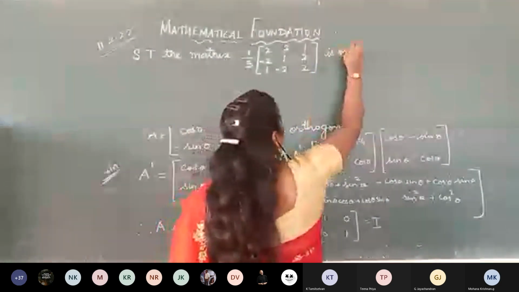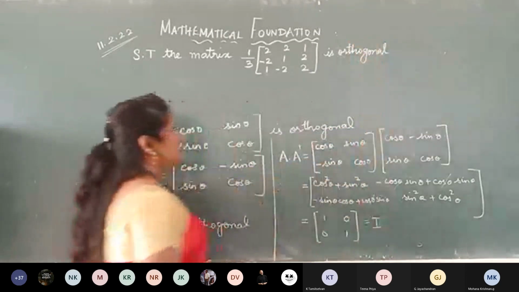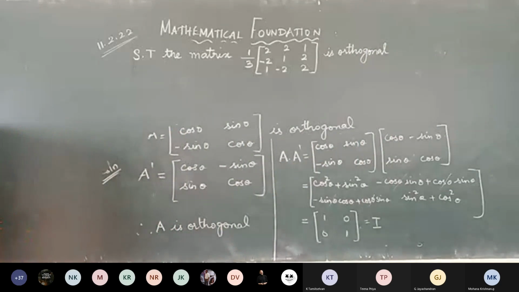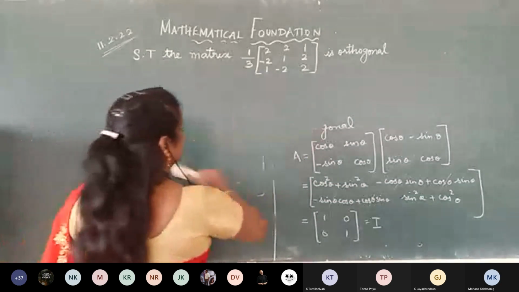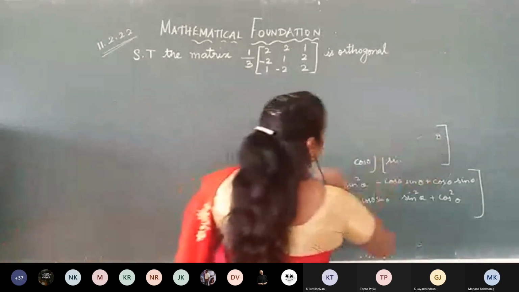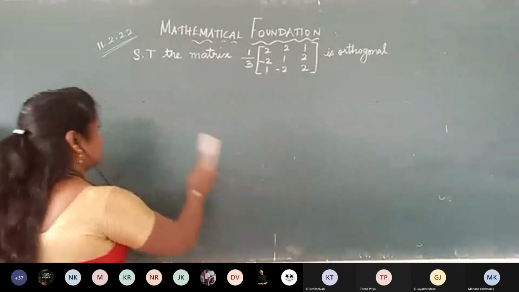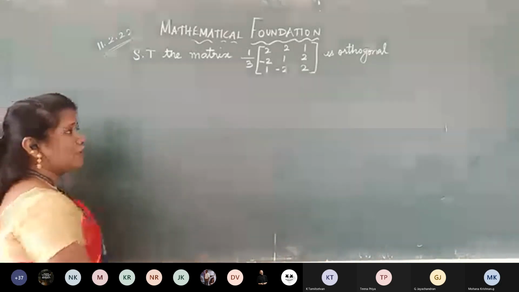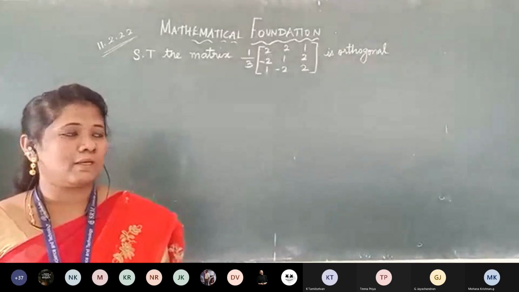You have to show that this matrix is orthogonal. Try out. So to prove that it is orthogonal, we will take your A complement, and you have to prove that it is an identity matrix.